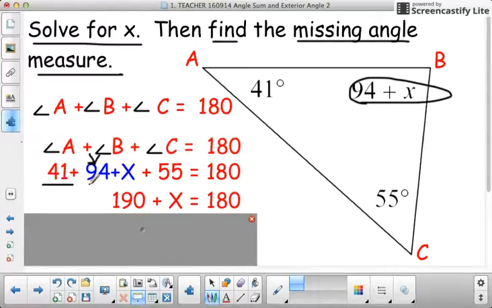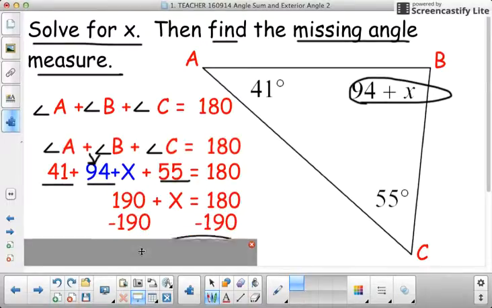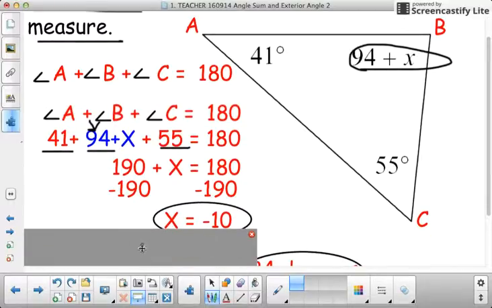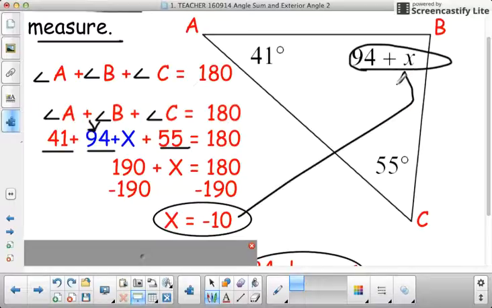When I say 41 plus 94 plus 55, all of these are my numbers, I get 190. So right off the bat, I should be thinking, well, 190 is bigger than 180. I'm actually going to get a negative 10 here. But is that possible? The only way to find out is if I plug this back in.